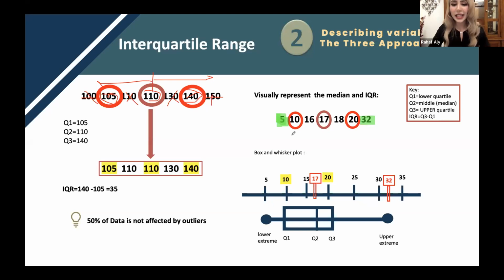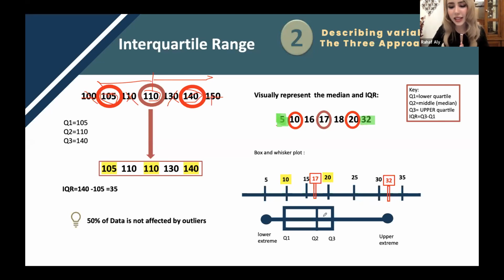And as you can see here, you just need to identify each value, and as well as you need to identify what is the upper and lower extreme. In this case, the lower extreme is 5 and the upper extreme is 32. So once we plot these on the graph, you'll be left to add the median, which is 17, and the Q3, which is 20, and Q1.